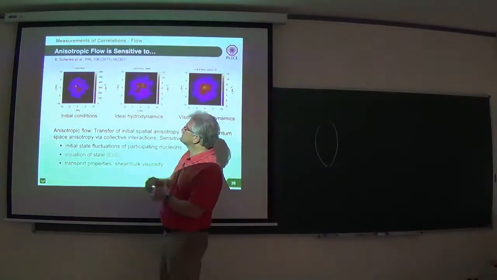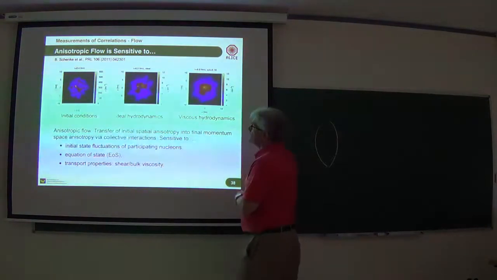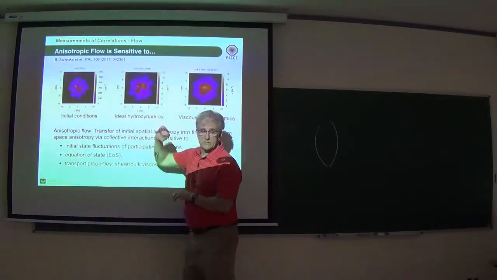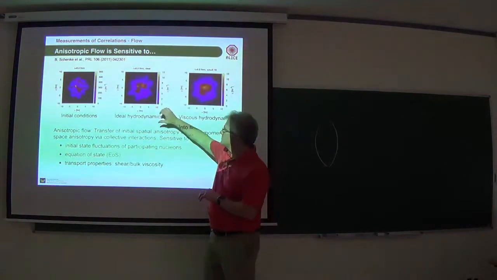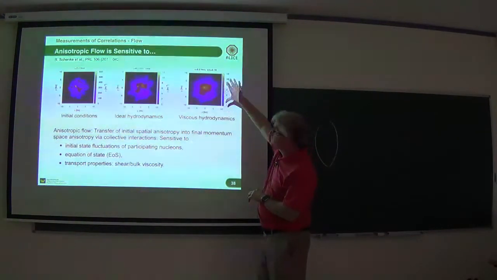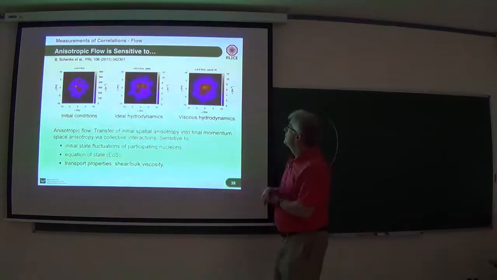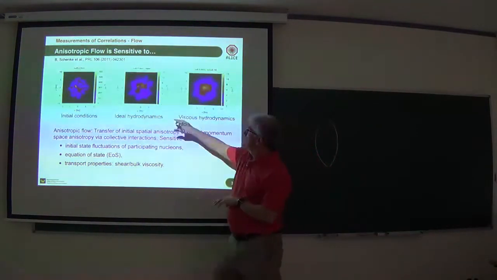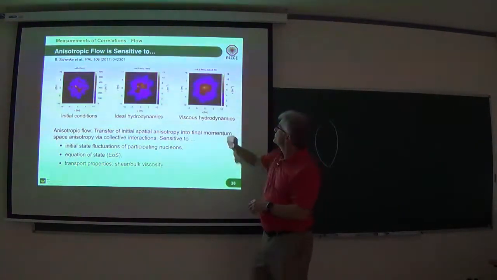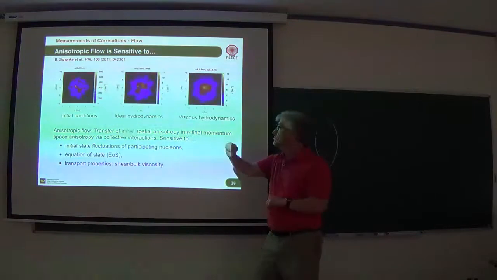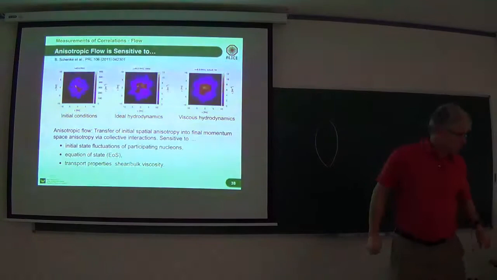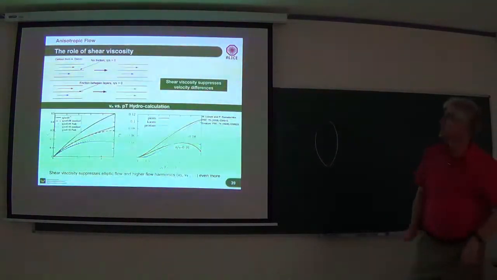And so this is a simulation by Björn Schenke where you see initial conditions, you see the system after 6 fm/c of evolution without friction, without viscosity, and then you see the same system after 6 fm/c but with viscous hydro. You can see that here it's very spotty, very granular, but this granularity has been smeared out by viscosity. That's what viscosity does. And so can we really understand this?